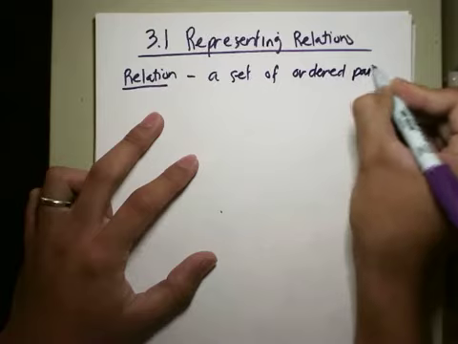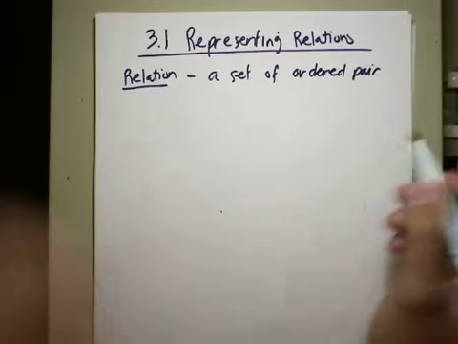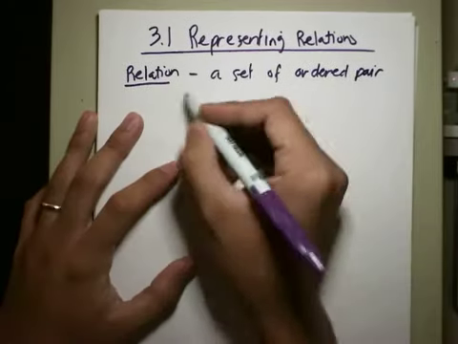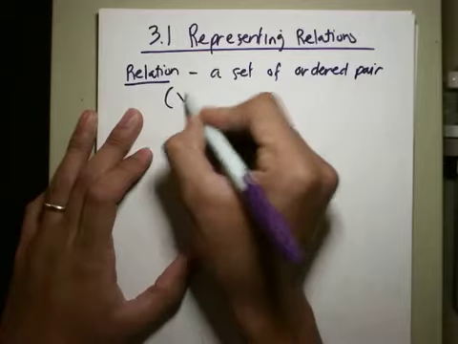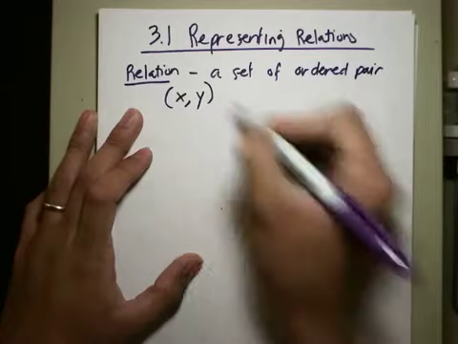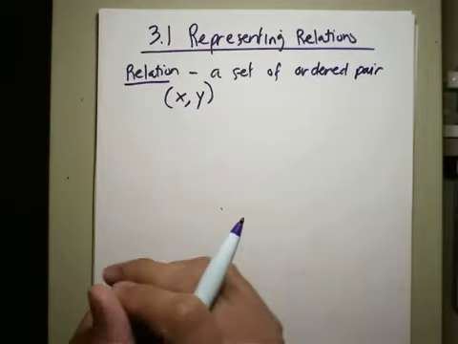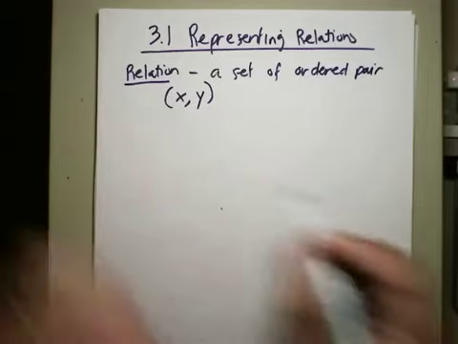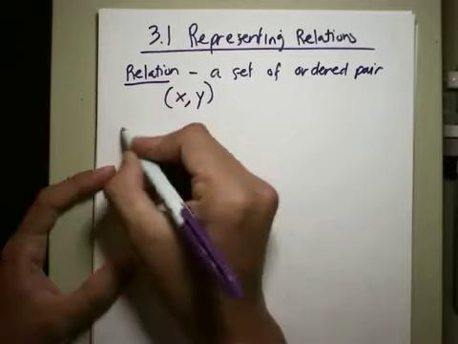Now, if you don't remember what an ordered pair is, let's do a quick review. Remember, an ordered pair is made up of the x and y coordinates of a point, right? So this is what we call an ordered pair. And when we have a set of those ordered pairs, we call that set a relation. Okay, so the next word that I want to talk about is the word mapping.